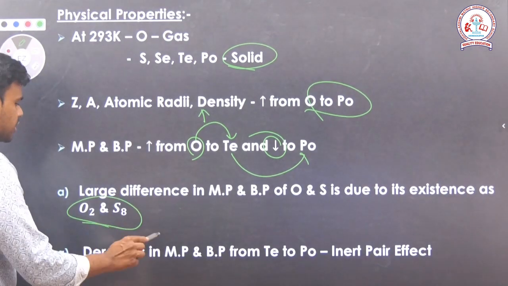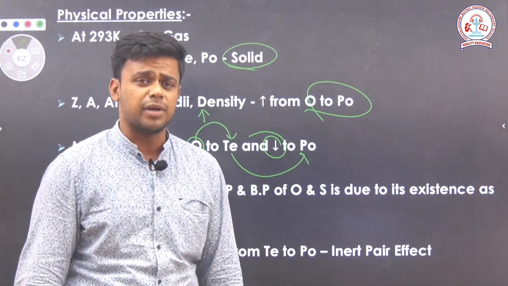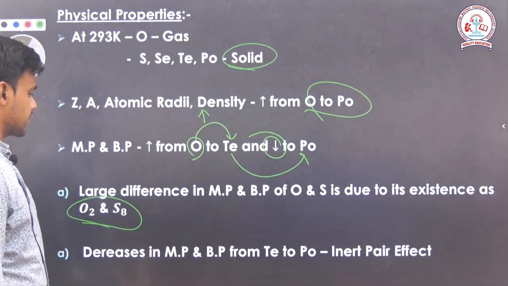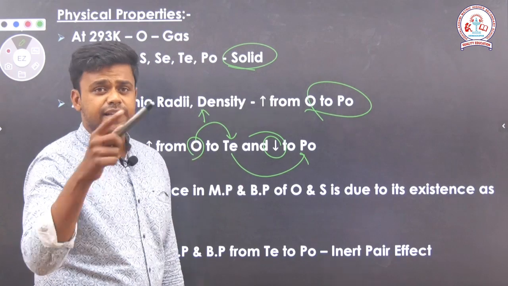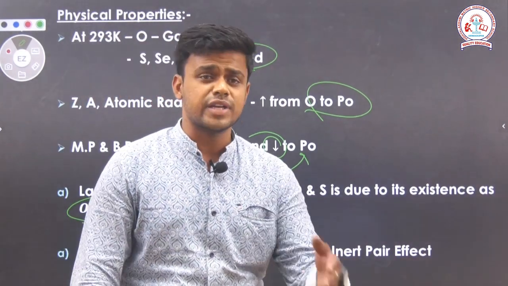So, that is the reason you are able to find a large difference in the melting point and boiling point over here, right. Then here it is mentioned that from tellurium to polonium it decreases. Why does it decrease? Because of the inert pair effect.